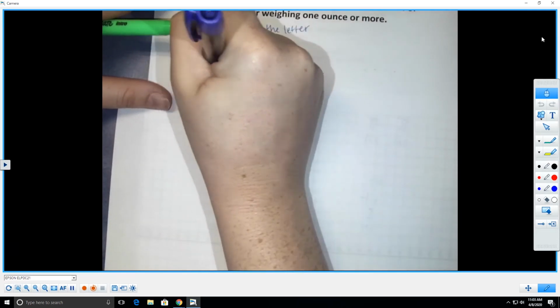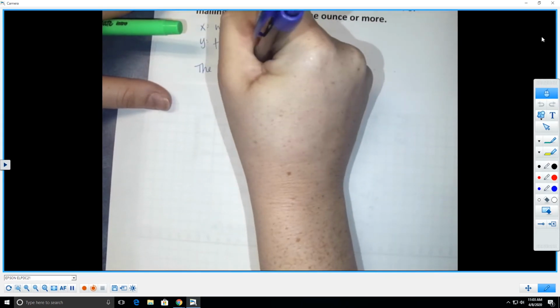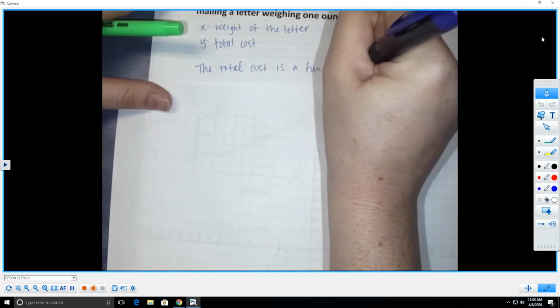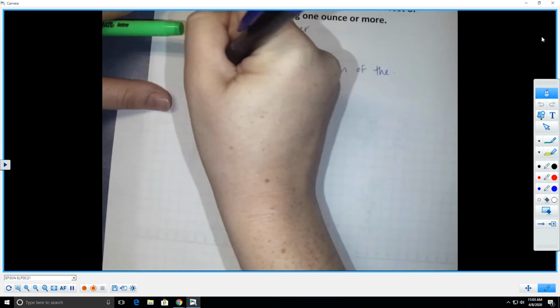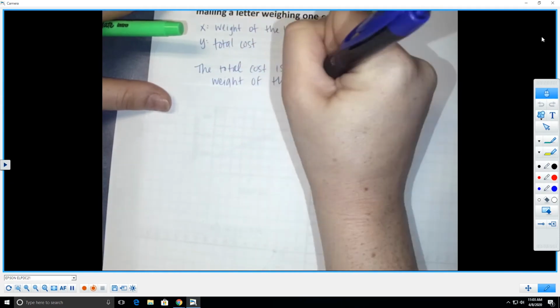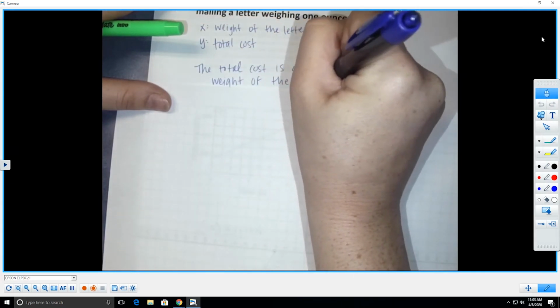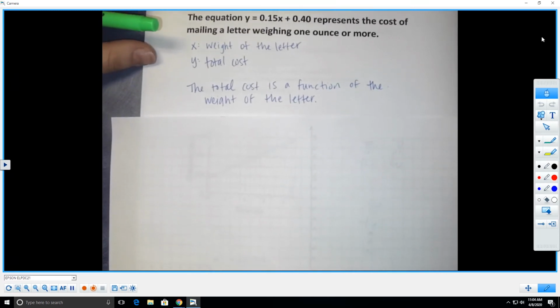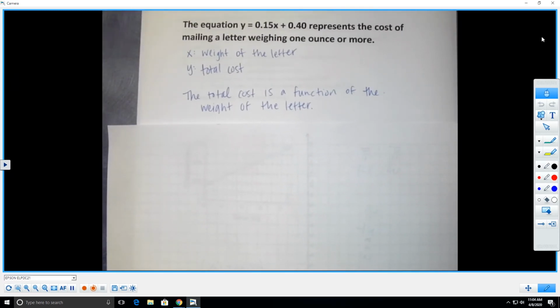So remember, we always say the variable y, or the total cost, is a function of the variable x, or the weight of the letter. So if you stated this scenario like this, then you are on target. I think you guys are getting the hang of this.